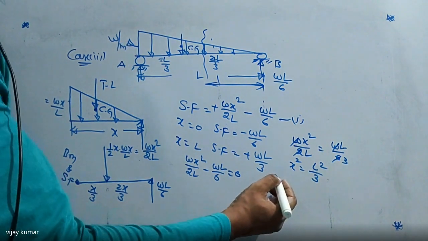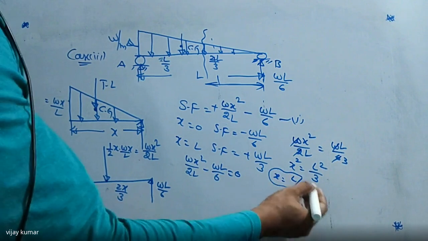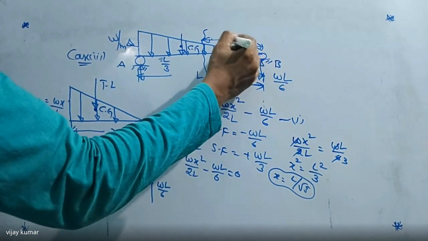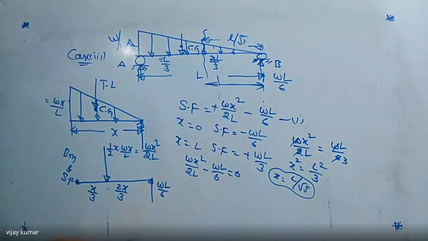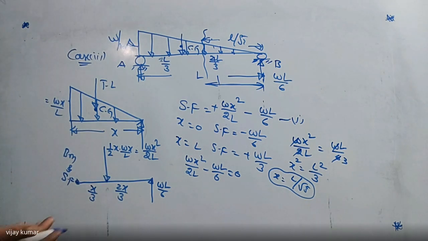W gets cancelled, and x squared is equal to L squared by 3. So x equals how much? x equals L by root 3. That means at a distance of x equal to L by root 3, we are getting shear force is 0. At the same time, we are getting the bending moment maximum value also.